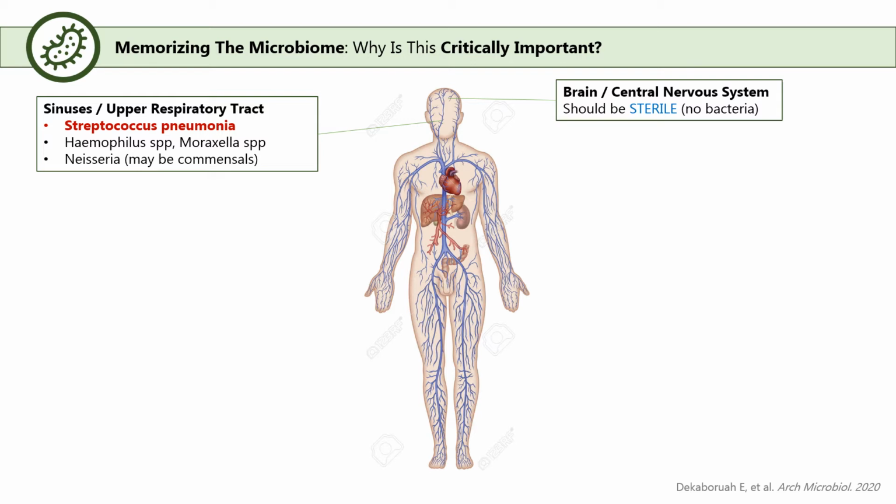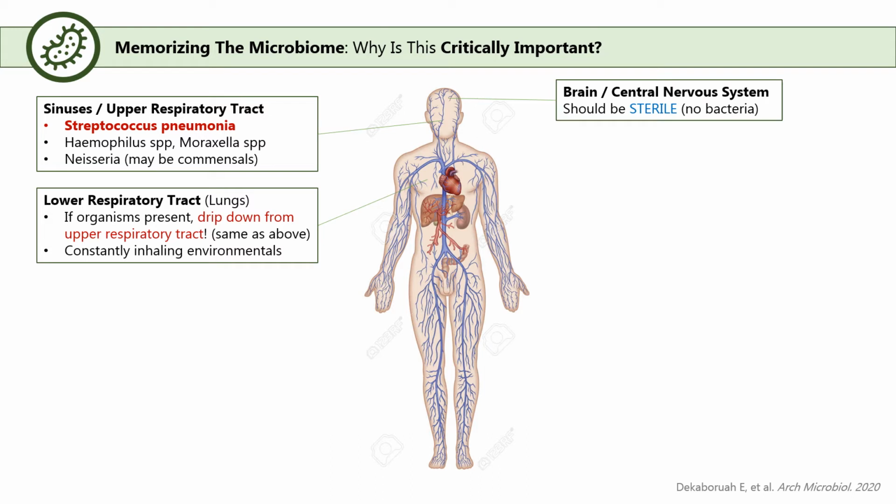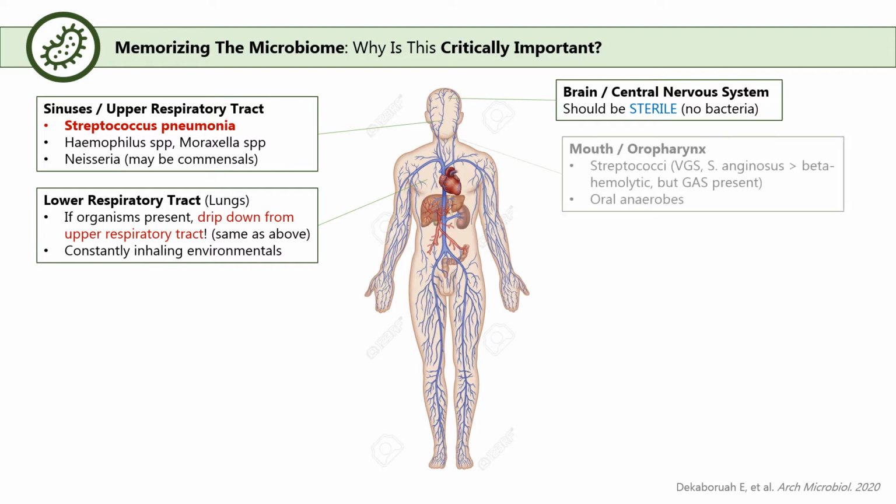In our lower airway, organisms should be relatively absent, since we have an intact mucociliary clearance system which expels organisms that fall into our airway or are inhaled. However, if organisms are found here, they are usually ones that drip down from the upper airway. Thus, the most common pathogens that cause pneumonia are actually Streptococcus pneumoniae and our miscellaneous gram-negatives. In our mouth and oropharynx, we find a mix of mostly Streptococcus, like Viridans group strep, and oral anaerobic organisms like Peptostreptococcus. Beta hemolytic Streptococcus like group A strep can colonize the nasopharynx and tonsils as well.